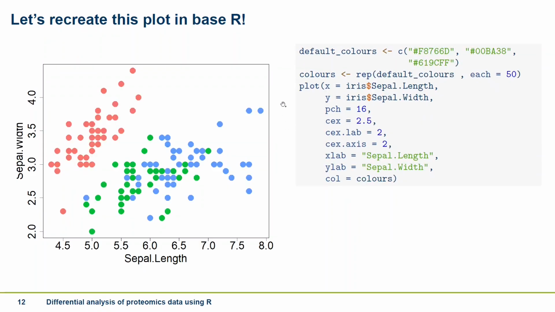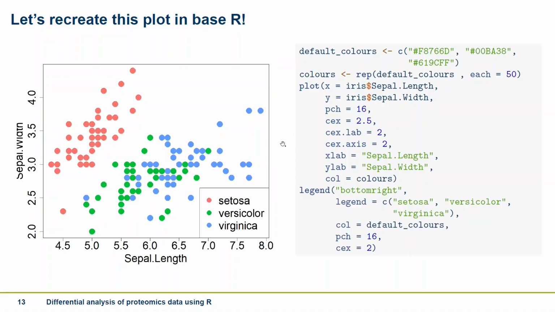And then we add some colors, which is a bit more complicated in base R, because you have to create a vector of the colors with the 150 elements. So for each data point, you have to define which color it has. And then for the legend, it's not done automatically. You have to do it manually, which adds even more code, but at the same time, it's quite error prone.